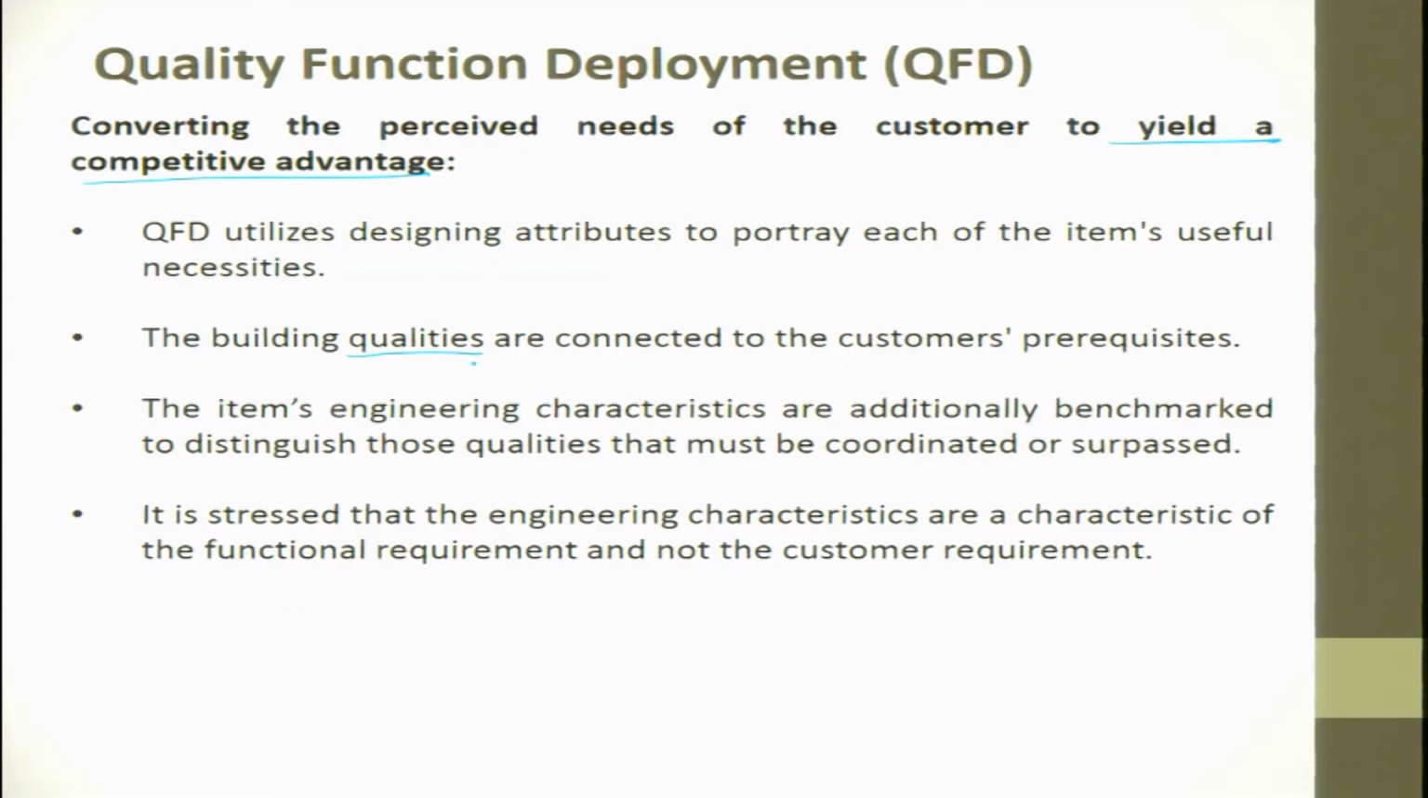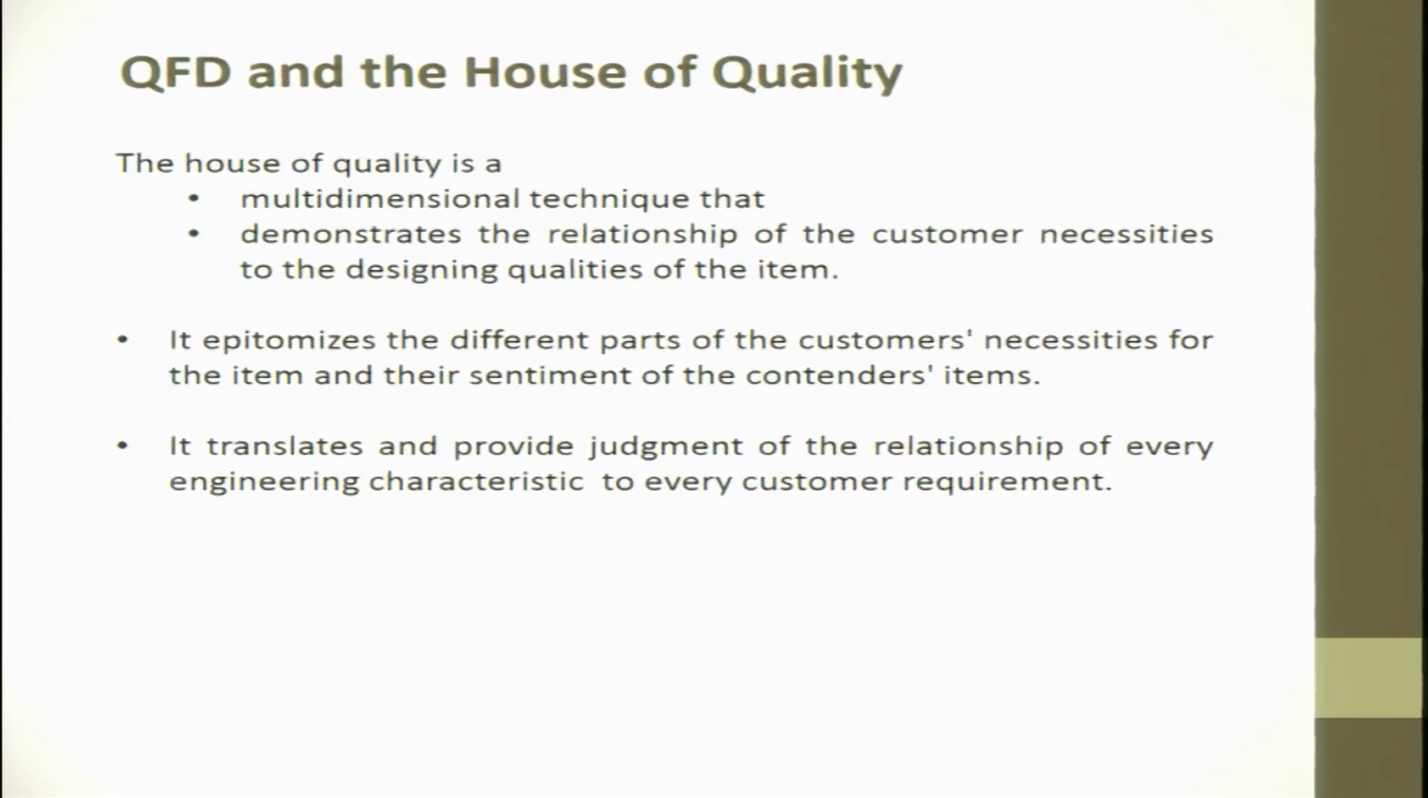Before this, we discussed the Kano's model. In that Kano's model, you have an expectation feature and you have a wow feature. So that is what it is, customer's requirement. The item's engineering characteristics are an additional benchmark to distinguish those qualities that must be matched or surpassed. It is stressed that the engineering characteristics are characteristics of the functional requirement and not the customer requirement. So we also see that the majority of customer requirements are converted into functional requirements.